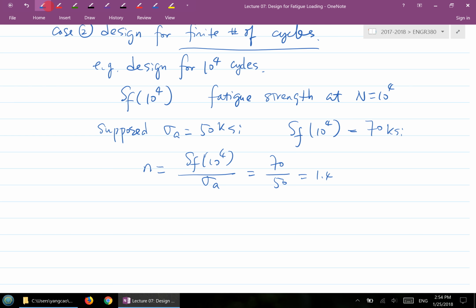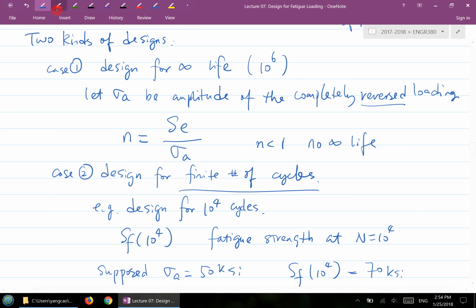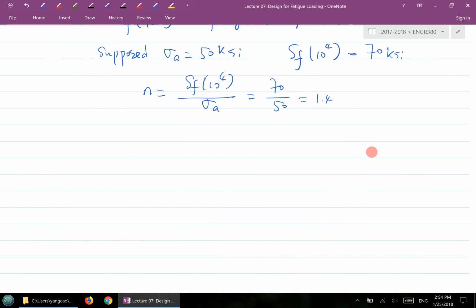There are 2 different types of design we're talking about. In most cases, we'll look at the first case, designing for infinite life. Before we move on, I also wanted to clarify some notations. First, we will have 2 different notations: one is called SF, and the other is called SF prime. Both of them are concepts of fatigue strength.